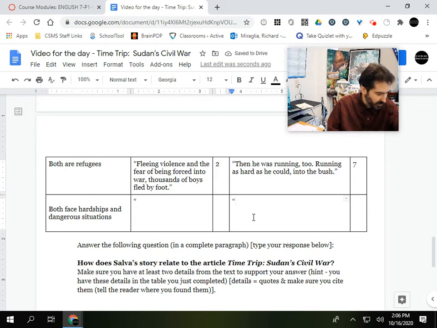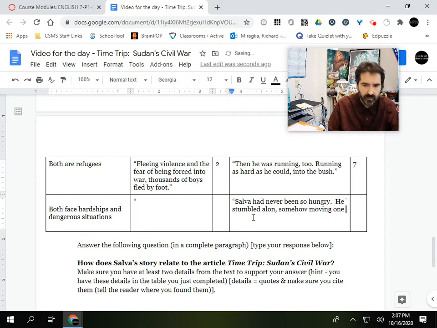"Salva had never been so hungry." "Stumbled along. Somehow moving one foot ahead of the other." That was page 23.